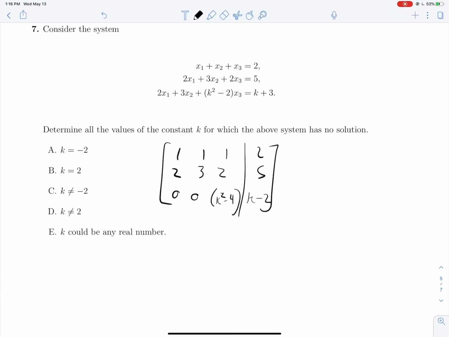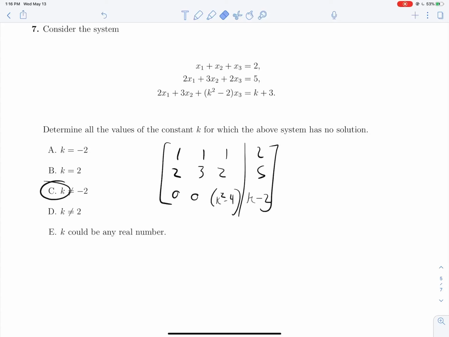So what if k is equal to negative 2? If k is equal to negative 2, our final line will be 0, 0, negative 2 squared minus 4, which is 0, is equal to negative 4, which is an inconsistent statement right there. That's exactly the case that we were looking for: 0, 0, 0 is equal to something not equal to 0. And this is actually the only way to possibly get this.